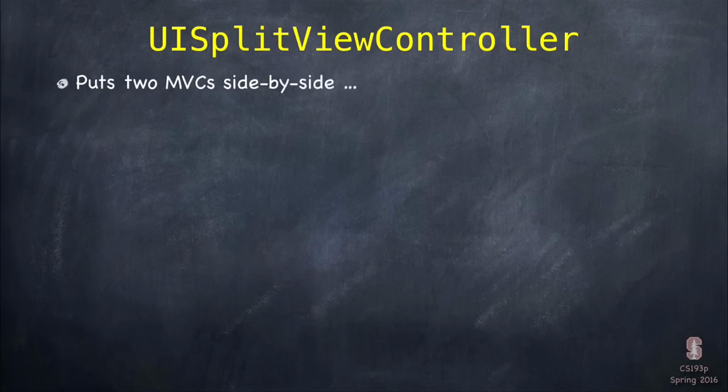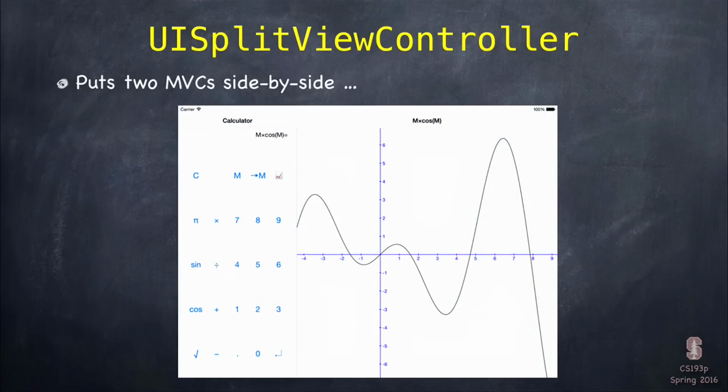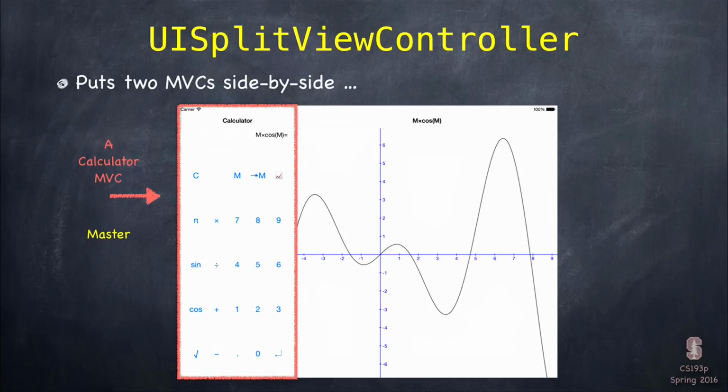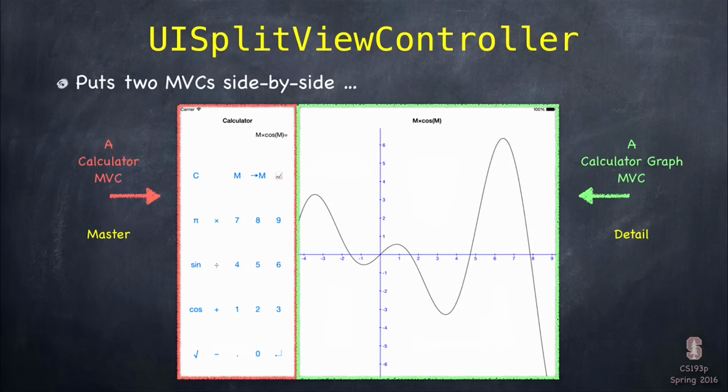All right, what about split view controller? Split view controller puts 2 MVCs side by side. Let's imagine your calculator was a graphing calculator. Instead of just a calculator, it could graph what's going on over here. Then on the left you'd have your calculator, and on the right you'd have a totally different MVC, which is a graph view, or calculator graph view, or something like that. We call the one on the left the master view controller, and we call the one on the right the detail view controller.